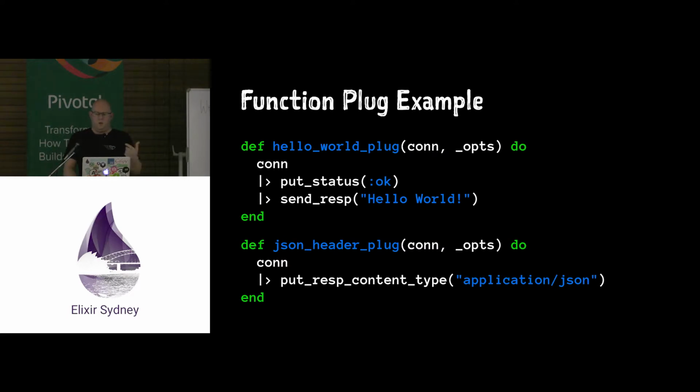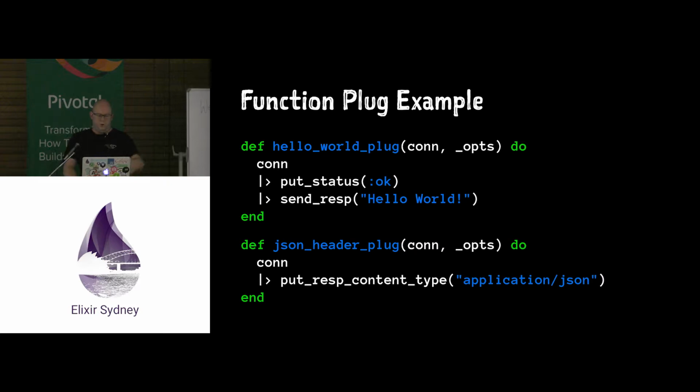Here we see the hello world plug. It takes a con object. We can give it options, but we're not doing that in this case, so we're ignoring those. Essentially what we're doing is saying put status OK, which turns into a 200. There's a big map. You can customize that if you want, but the standard is all of the HTTP response codes. And then we send the response hello world. And that's it. That's the hello world in plug land.